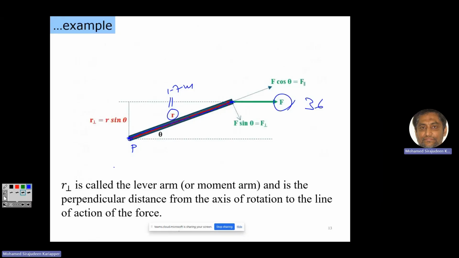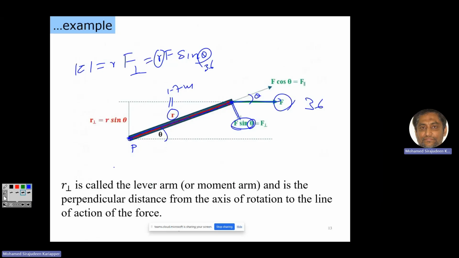The magnitude of the torque will be R times F perpendicular. This is the total force, so the perpendicular component will be this much. So you can just substitute the values: R, F sine theta, and get the answer. R will be 1.7 and theta will be this angle, the angle given to us. That is the angle between this. So the perpendicular component will use the same theta, and the force is 36, right? You get the answer. What about the direction?